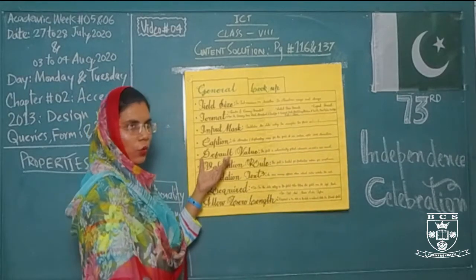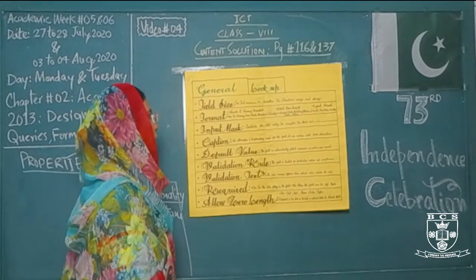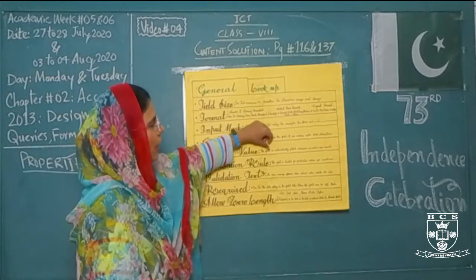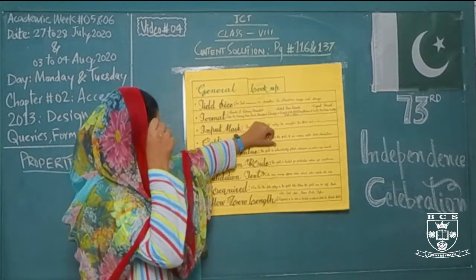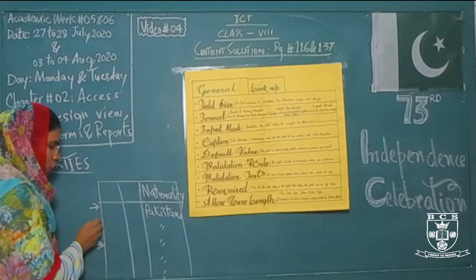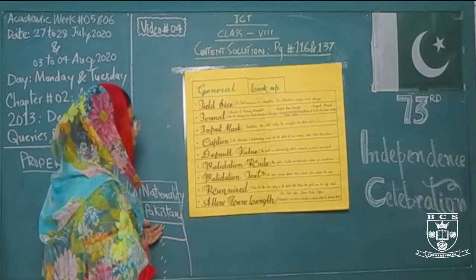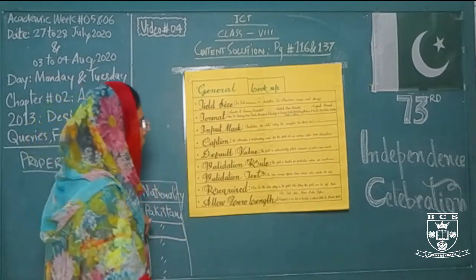So by setting the default value property we have an easier way, and that is the field is automatically filled. Whenever you press enter to add a new record, the field is pre-filled with the same word that you have set up for this particular property.